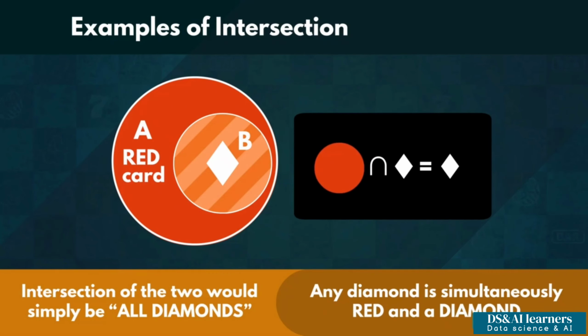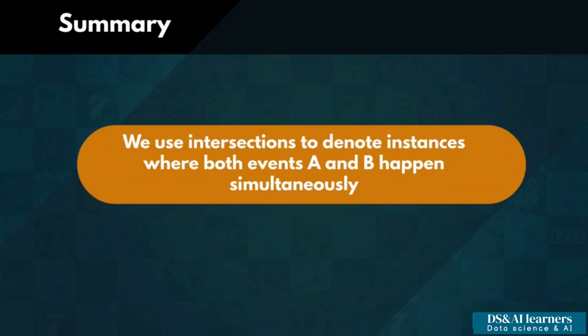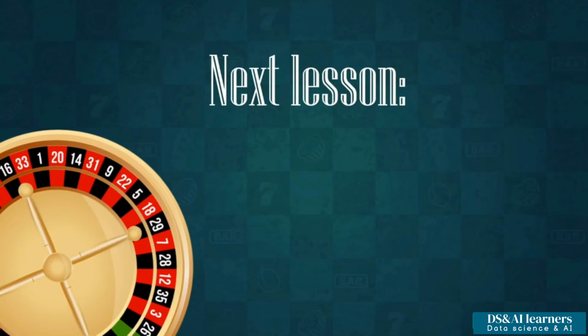Great job, everybody. We use intersections only when we want to denote instances where both events A and B happen simultaneously. In the next video, we are going to introduce unions.